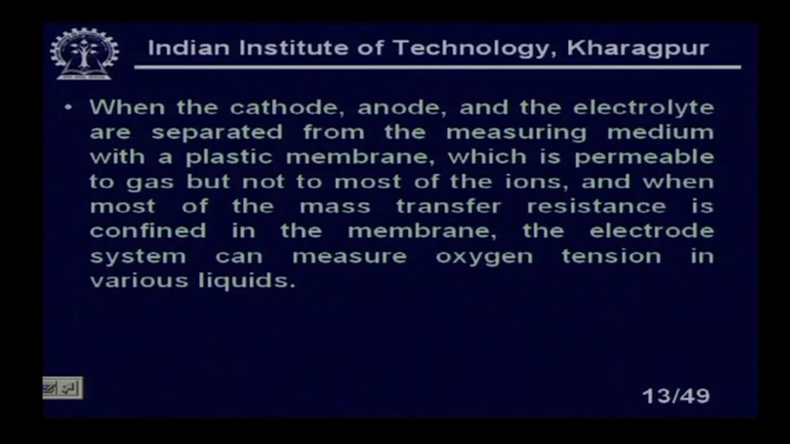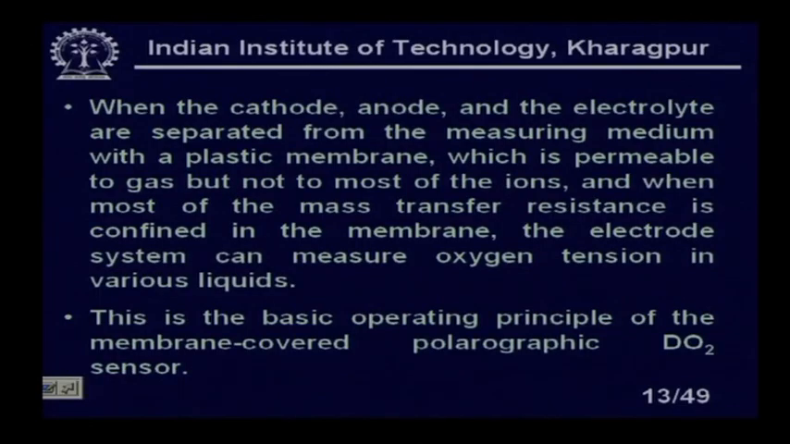When the cathode, anode and the electrolytes are separated from the measuring medium with a plastic membrane which is permeable to gas but not to most of the ions, and when most of the mass transfer resistance is confined in the membrane, the electrode system can measure the oxygen tensions in various liquids. Okay. So, what is the key? A plastic membrane which is permeable to gas, but not to most of the ions. So, the gas will permeate through this membrane, and when most of the mass transfer resistance is confined in the membrane, the electrode system can measure oxygen tensions in various liquids.